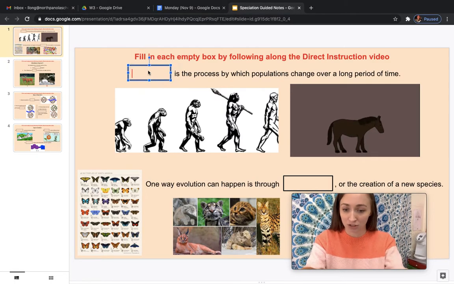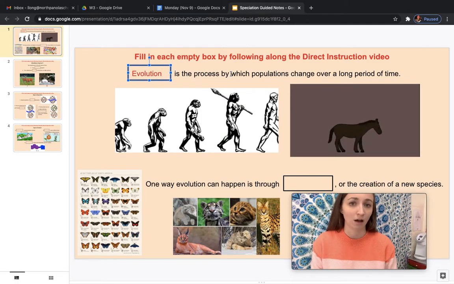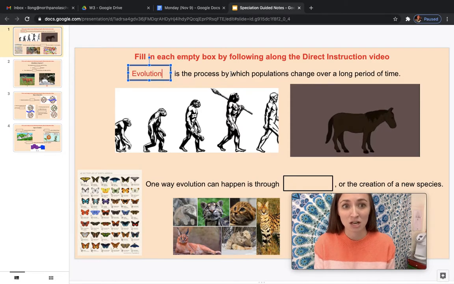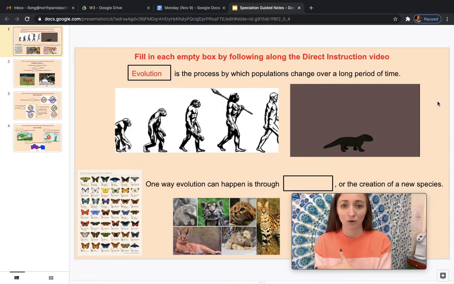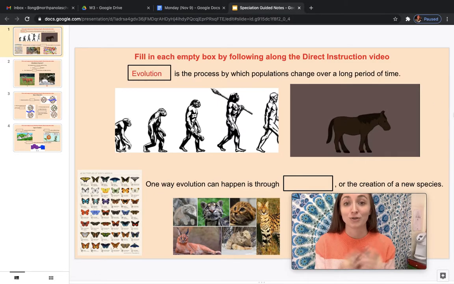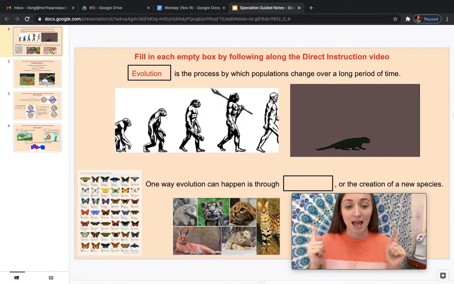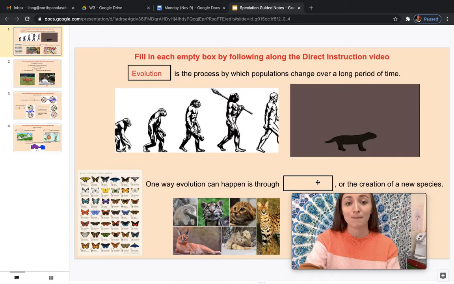Evolution, just a reminder, is how populations of a species can change over a long period of time. And when I say long period of time, I'm not talking a week, a month, 10 years, even 100 years. I'm talking thousands and millions of years. So this is a very long process, and they're shifting, changing their characteristics over time. Natural selection is one way that can happen, but there are other ways evolution can happen. And that's what we're going to talk about today, which is speciation.